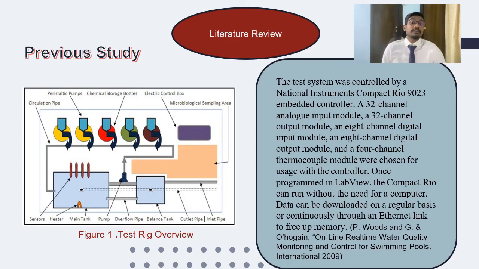Okay, in this slide you can see the previous study that I researched in Wikipedia and articles, including the article by P. Woods and G. Augian, "Online real-time water quality monitoring and control for swimming pool," International 2009. You can see in figure 1 the test rig overview. The test system is controlled by a National Instruments CompactRIO 9023 embedded controller. That's the test rig name.